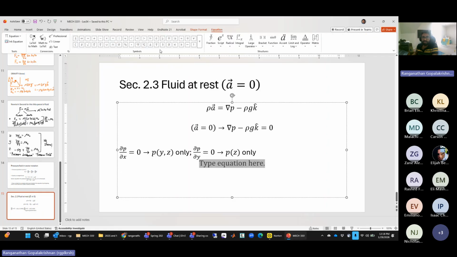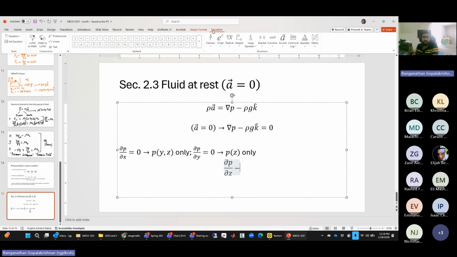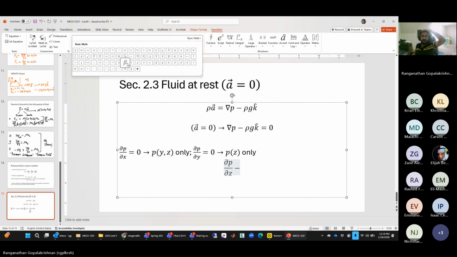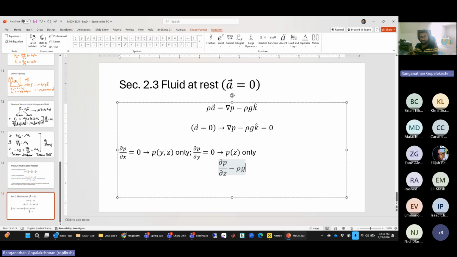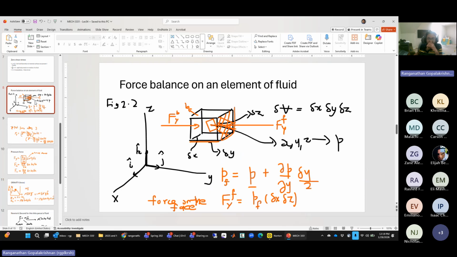So then if I write the third equation, partial derivative of P with respect to z, of course, that's not 0, minus rho times g equal to 0. Okay, let's see here. What did I miss? Why is there a sign mismatch here? One second. I need to check if I made some sign mismatch here.